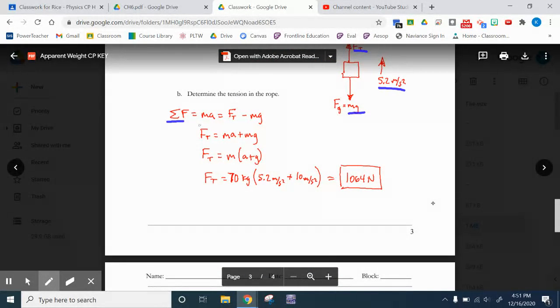So the sum of the forces has to be ma. We got a tension force up, mg down. We're going to solve for the tension force by moving mg to the other side. So we've got the force of tension is ma plus mg. We could factor if we wanted.